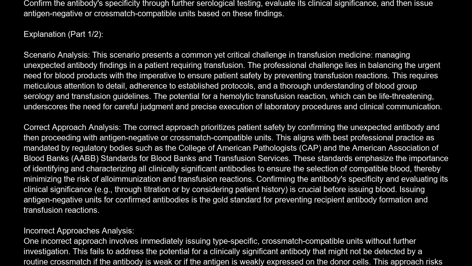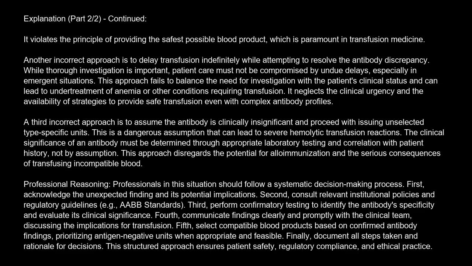Incorrect approaches analysis. One incorrect approach involves immediately issuing type-specific, cross-match-compatible units without further investigation. This fails to address the potential for a clinically significant antibody that might not be detected by a routine cross-match if the antibody is weak, or if the antigen is weakly expressed on the donor cells. This approach risks a transfusion reaction if the antibody is indeed clinically significant and directed against a high-frequency antigen on the donor red blood cells. It violates the principle of providing the safest possible blood product, which is paramount in transfusion medicine.